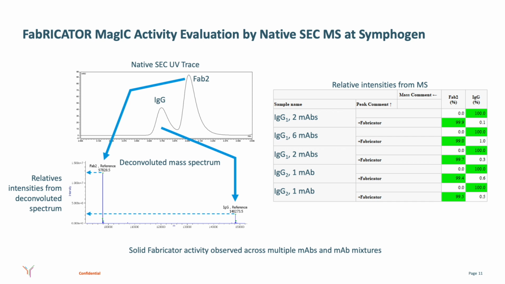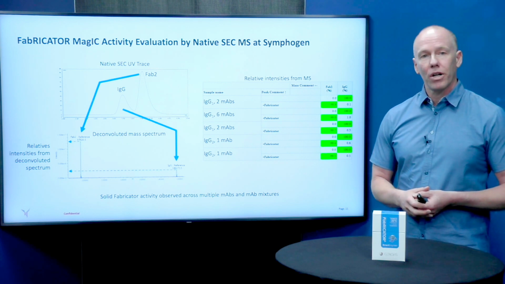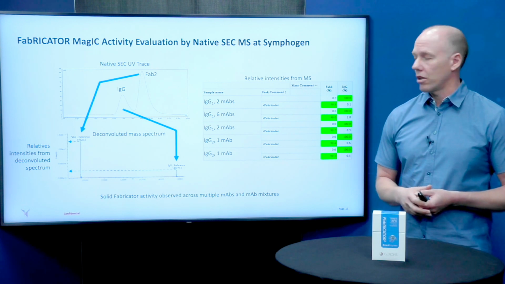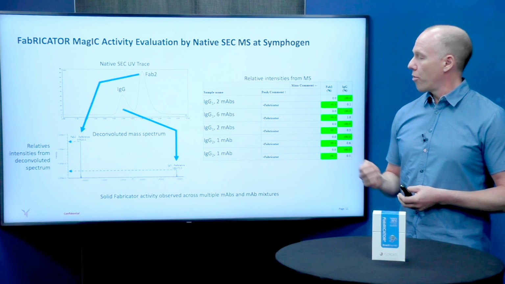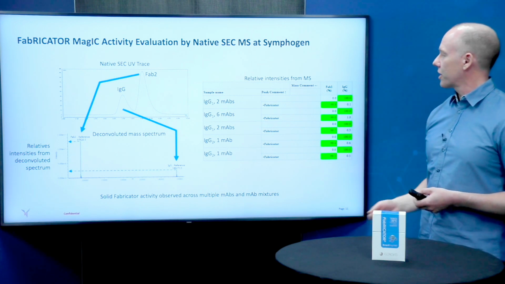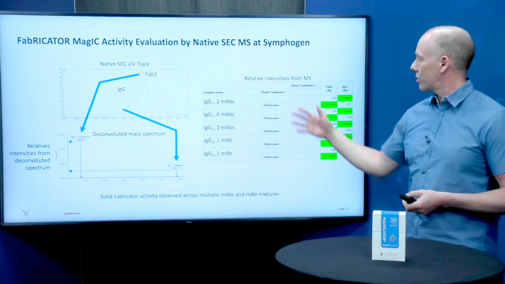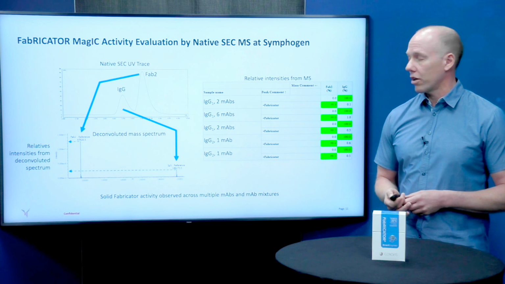We basically threw the magnetic FabRICATOR MagIC towards 12 of our antibodies, some mixed products, some single antibodies, both IgG1 and IgG2. And the conclusion is clearly that this is a very active enzyme, and it works across a broad range of our products.